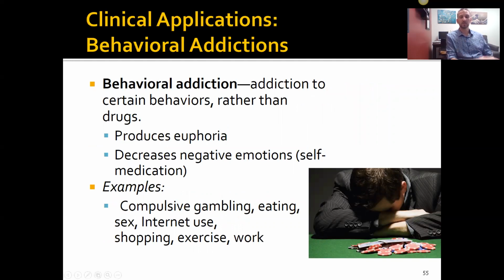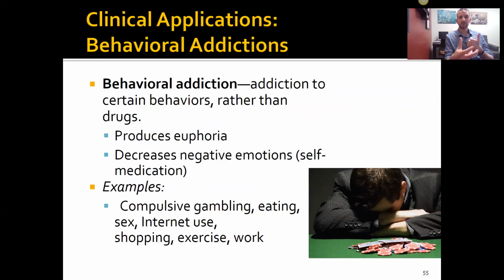We talked about substance use disorders or drug addictions. Behavioral addictions are sort of in a gray area because they're not always recognized by the DSM, but they're essentially addiction to certain behaviors. And what they find is that there's a lot of similarities between drug addictions and these behavioral addictions. They produce euphoria, they can decrease negative emotions like stress and depression.